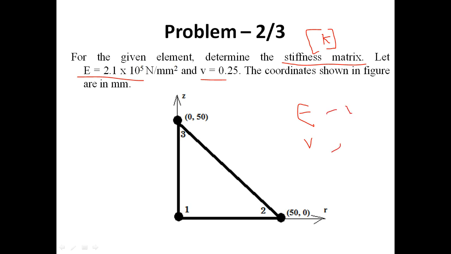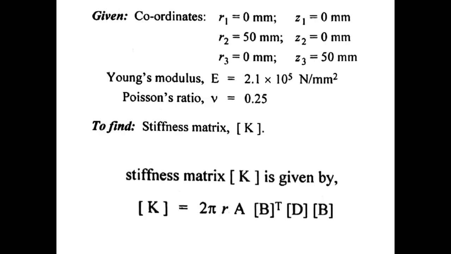For this figure we are going to find the stiffness matrix. Here they gave the coordinates: for node 2 it is 50, 0; for node 3 it is 0, 50; for node 1 the coordinate is 0, 0. So that's the logic. Now R1 Z1 is equal to 0, 0, R2 Z2. We list out all the coordinates and the Young's modulus value, and ensure that the given units are the same or different. Here all the units are in mm, so we can proceed to the next step.